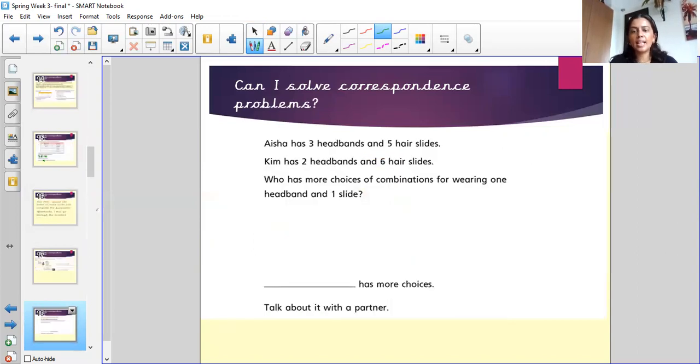Aisha has 3 headbands and 5 hair slides. Kim has 2 headbands and 6 hair slides. Who has more choices of combinations for wearing 1 headband and 1 slide?